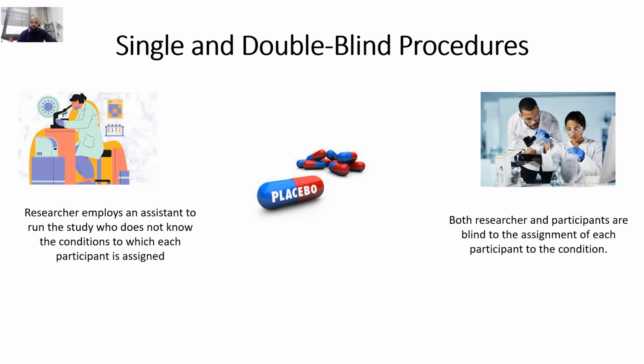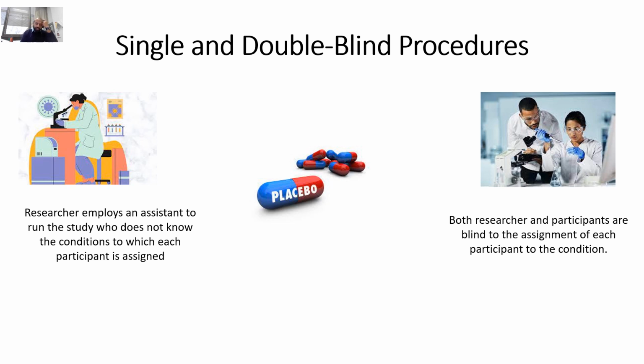And in the double blind procedure, both the researcher and the participants are blind to the assignment of each participant to the condition. What this means is that the researcher's assistant not only runs the study, but allots the two groups, randomly assigns people, and when they assign the placebo or the actual drug, he or she does not even inform the researcher, and neither do the participants know.